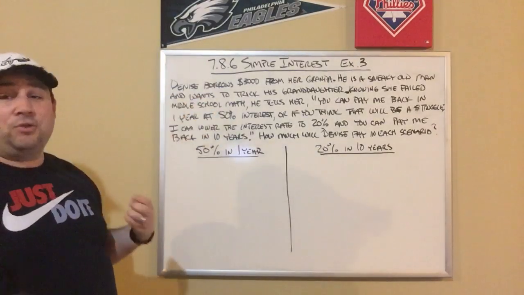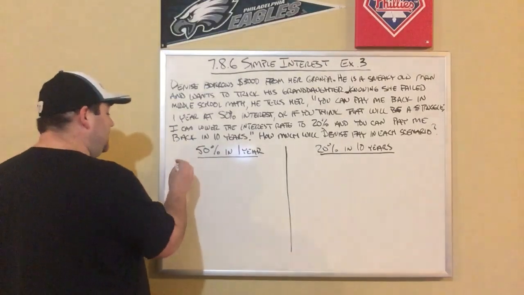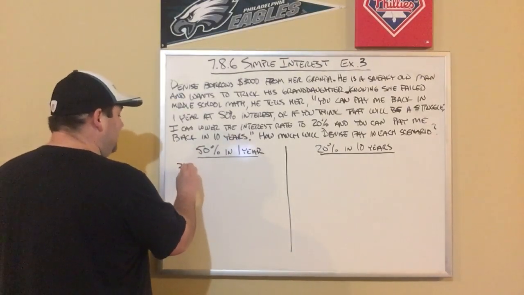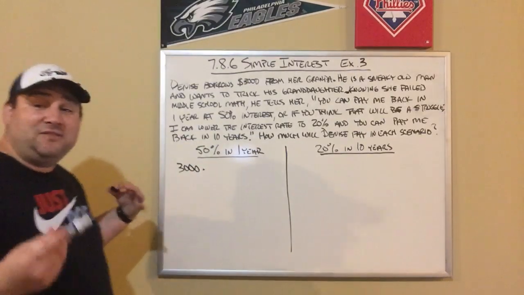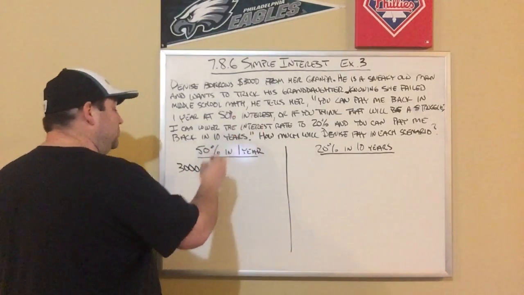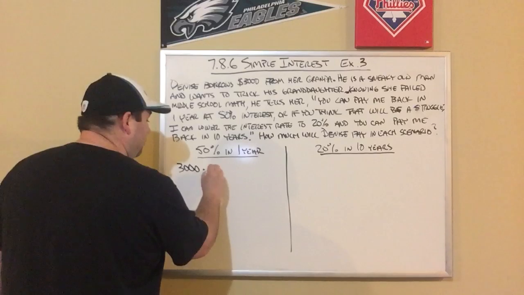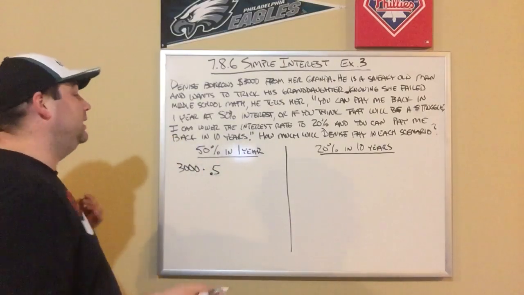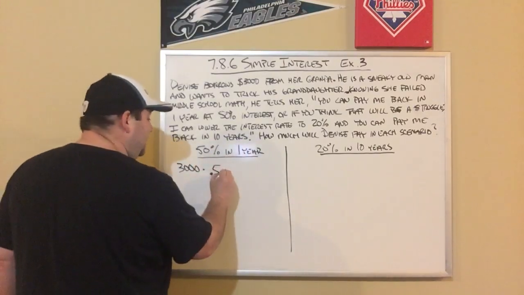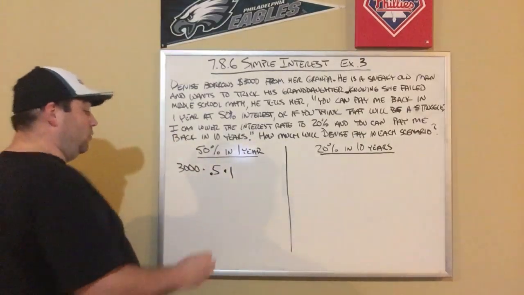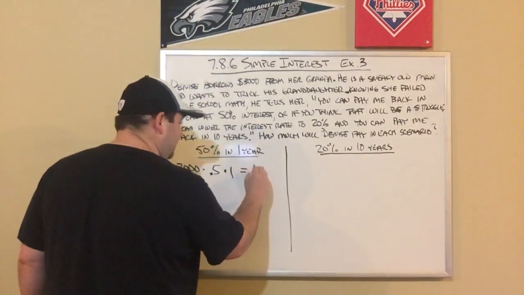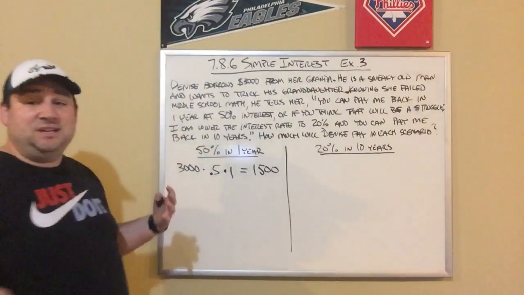So she's going to borrow $3,000. So that is going to be my principal. 3,000 times the rate. The rate is 50%. So when I make 50% a decimal, move it 2 places, that's 0.5 or 0.50. It doesn't matter either way. And our time is just 1 year. So I do that math, 3,000 times 0.5 times 1. I can do that in my head. I get 1,500. And that's the interest she needs to pay.